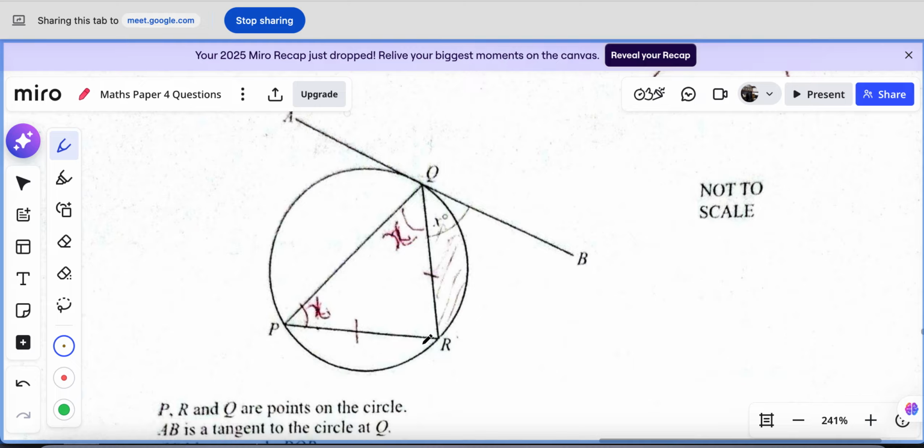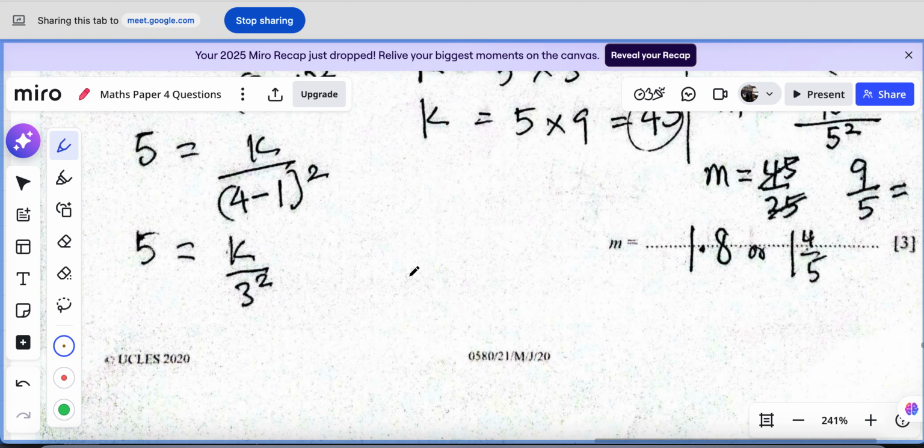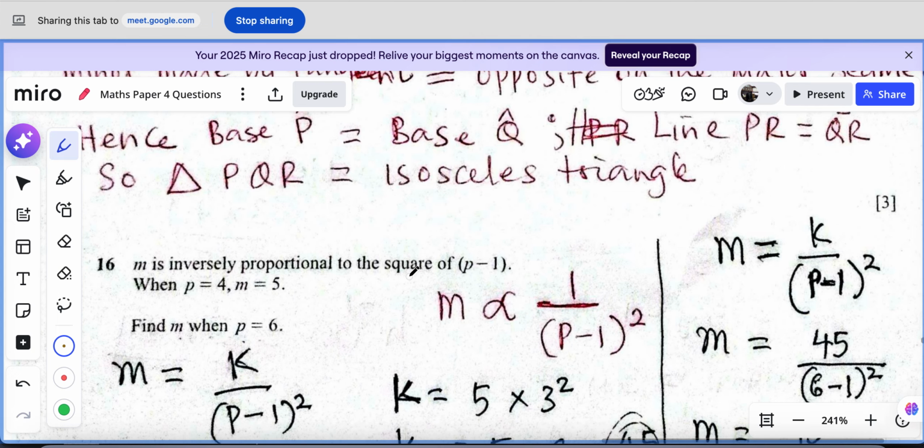This whole side is the major segment. Any angle of the circumference, so which means here is also X. If here is X, here is X, the base of the triangles are equal. If they are equal, it means this is an isosceles triangle. Okay? So these are the geometric statements you make, and you get your marks.